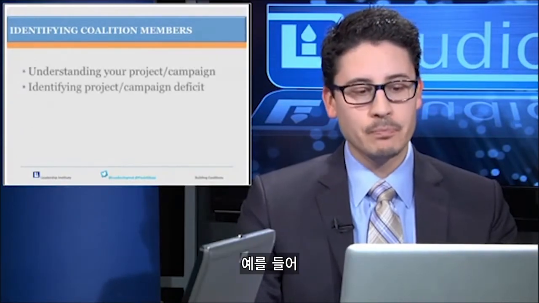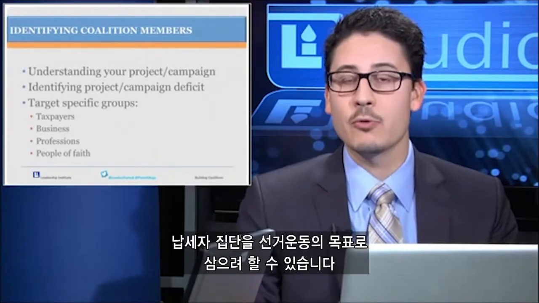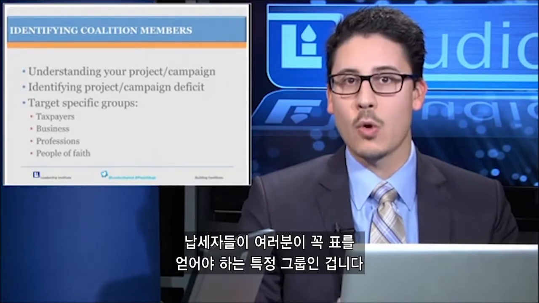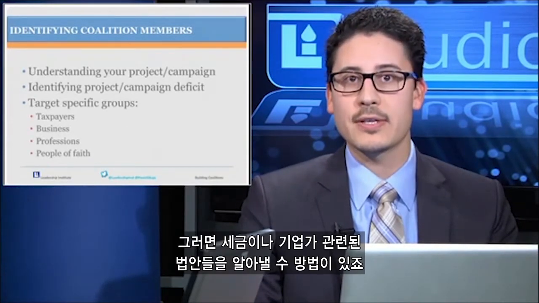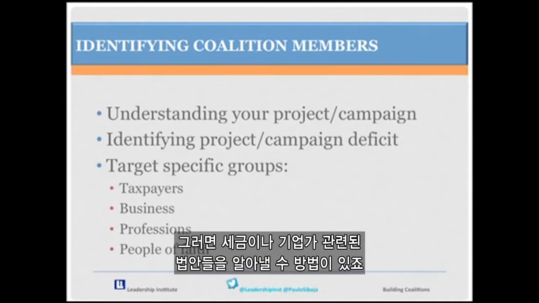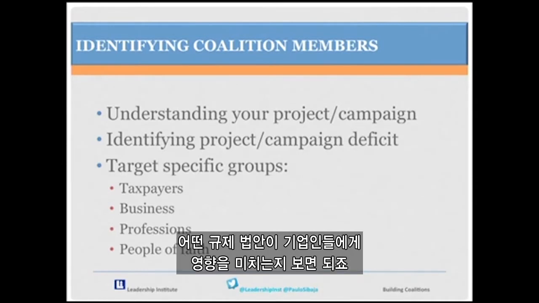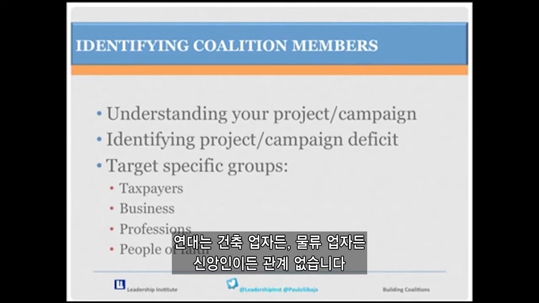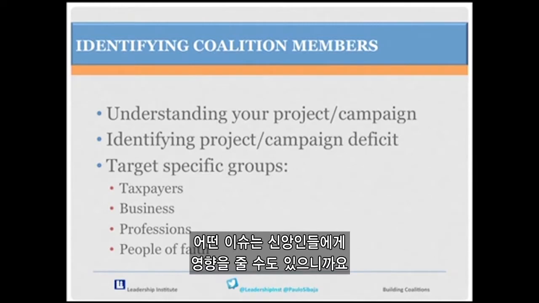For example, you might want to target taxpayer groups if taxpayers are what you're going for, if there's some sort of measure in the legislature that has to do with taxes, businesses, if it's regulation affecting businesses, professions, whether they be the builders, maybe perhaps the lodging industry, or people of faith, if it's some issues that pertain to the people of faith or affect them.